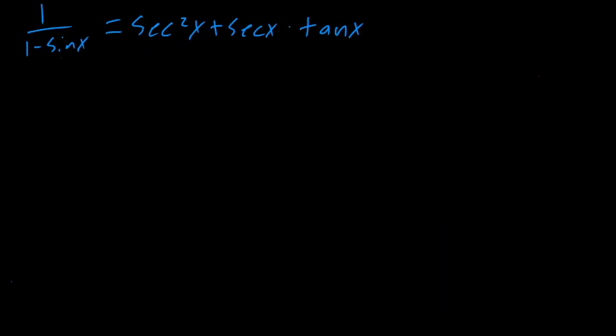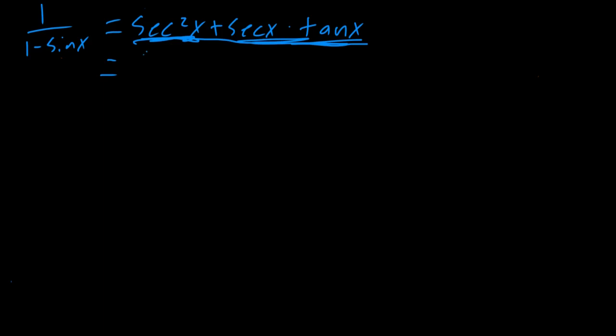So here's our final equation. We have 1 over 1 minus sine of x is equal to secant squared of x plus secant of x times tangent of x. So we can factor out the greatest common factor on the right side of the equation. We can factor out secant of x since both terms on the right side of the equation have secant of x.